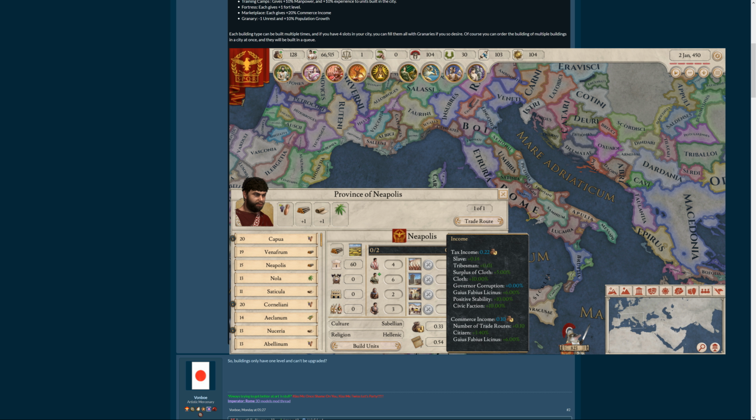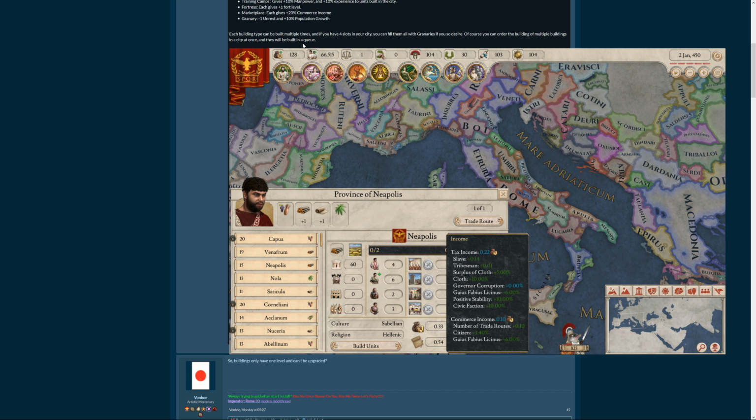So each building type can be built multiple times. If you have 4 slots in your city, you can fill them all with granaries if you so desire. Of course, you can order the building of multiple buildings in a city at once. Very cool. And they will be built in a queue. So we have queues for buildings. That is very practical. Let's look at the screenshots too.